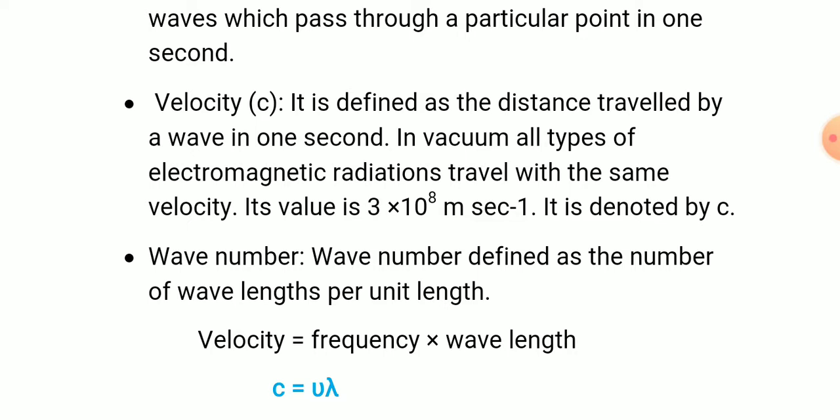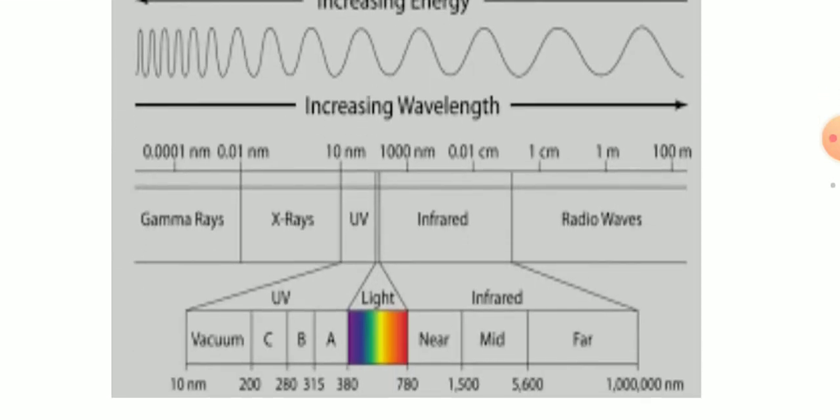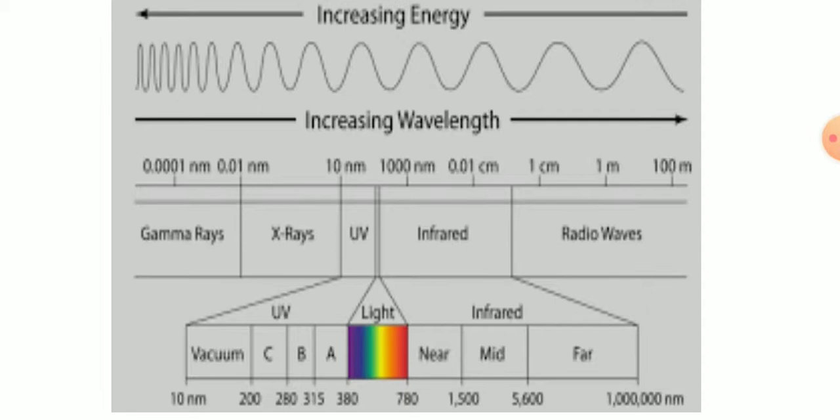That is, c is equal to nu lambda. And this figure shows that different types of electromagnetic radiations are arranged according to their frequency and wavelength. From left to right you can see gamma rays, x-ray, UV, then light, meaning visible light, next infrared, and last radio waves.